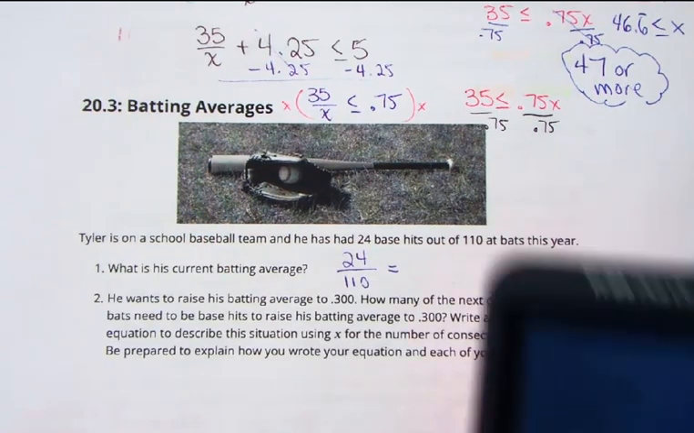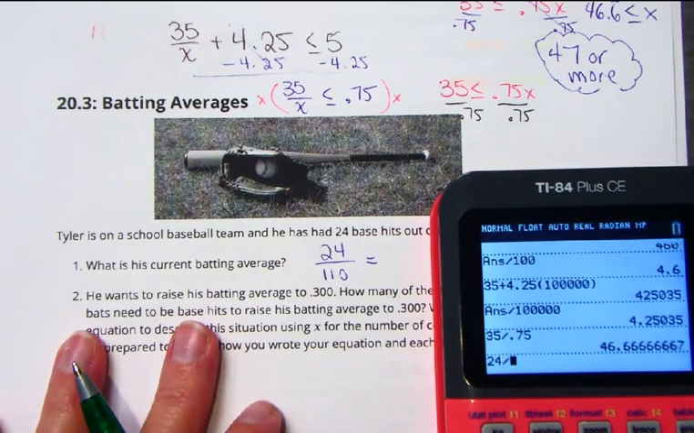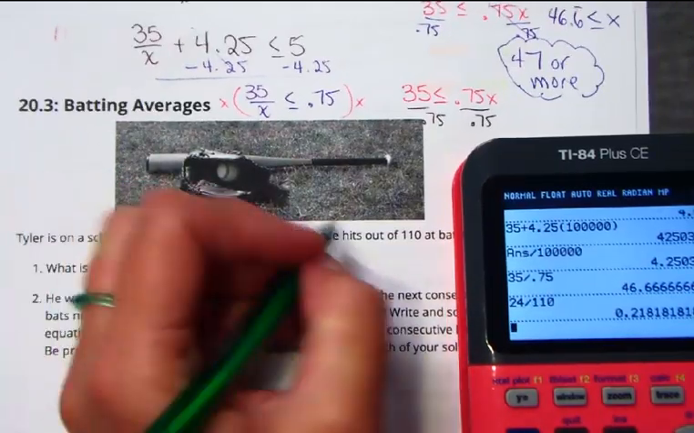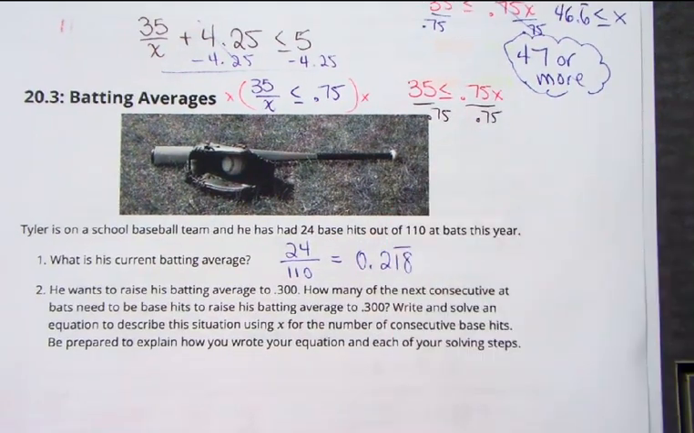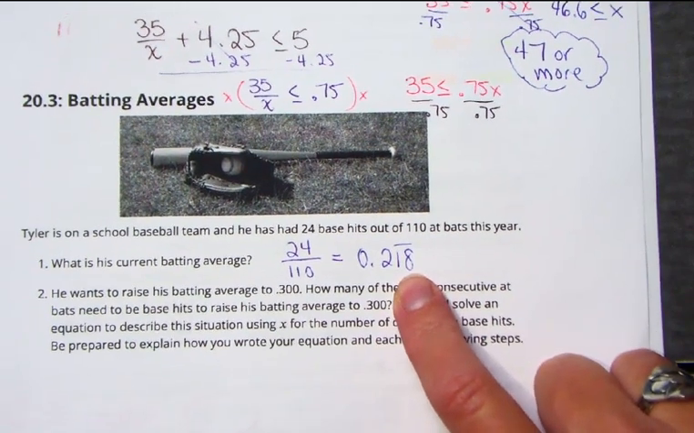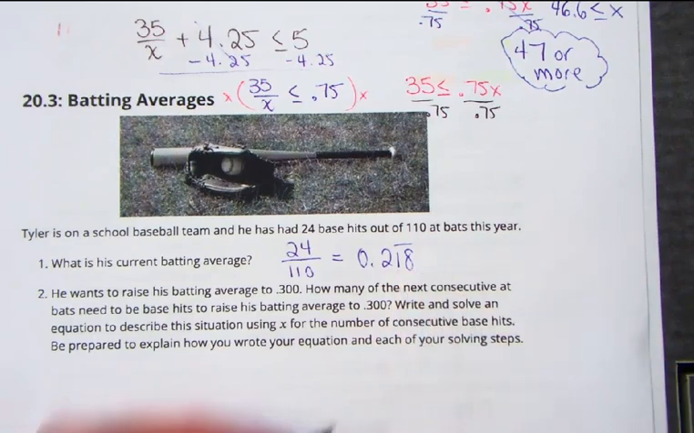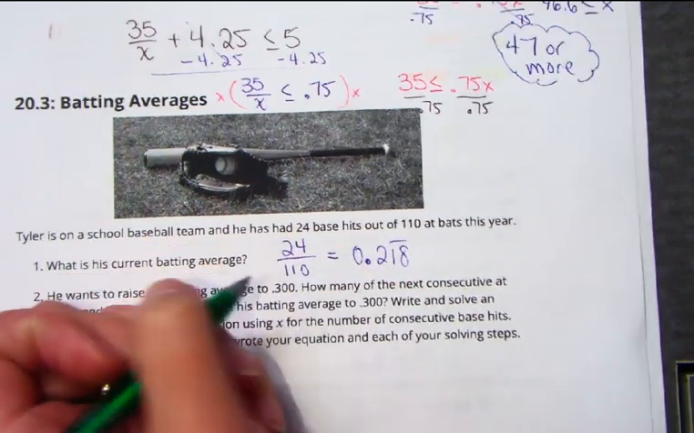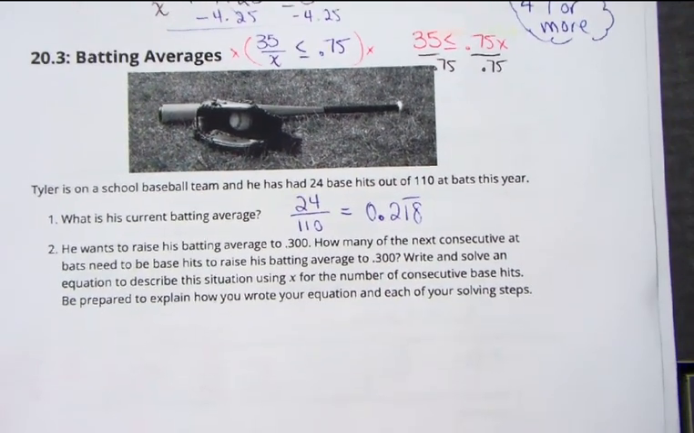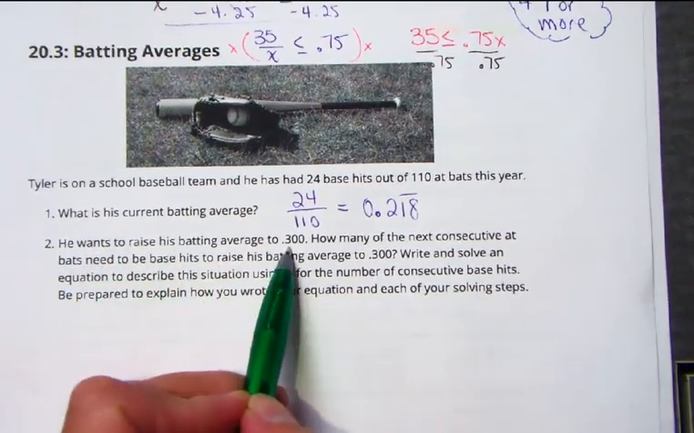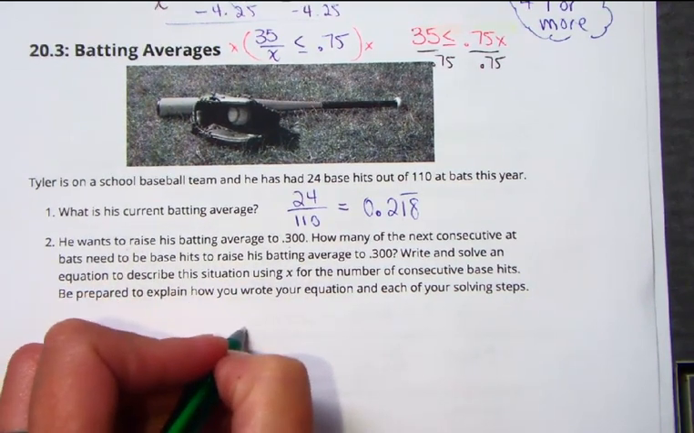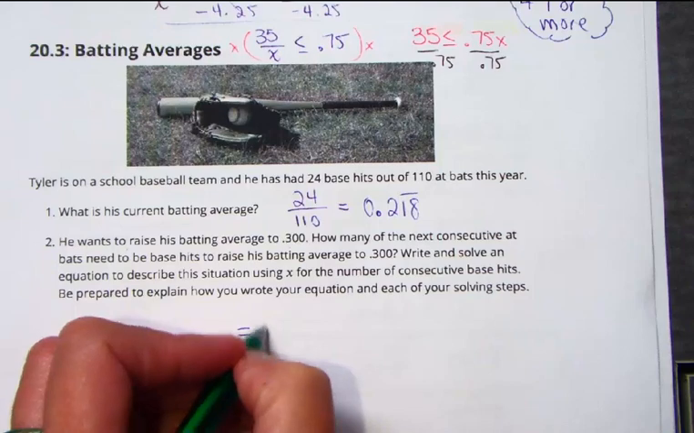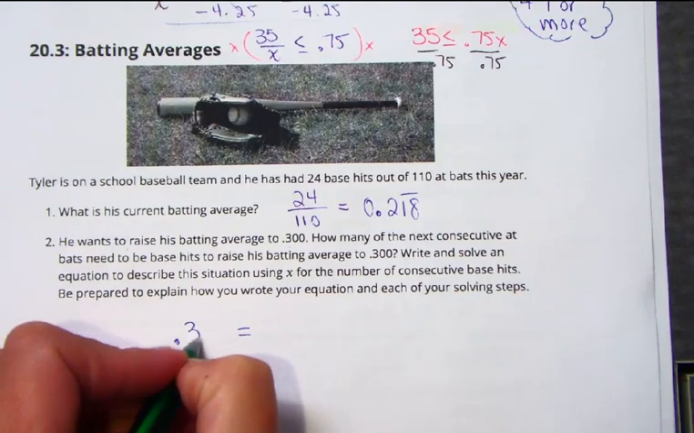His current batting average is 0.218. Looks like that's repeating. So they would say that his batting average is 218. But this is what it means. It's 0.218, 24 out of 110. He wants to raise his batting average to 300. That's a pretty good goal for a baseball player. So we want that batting average to equal 300.